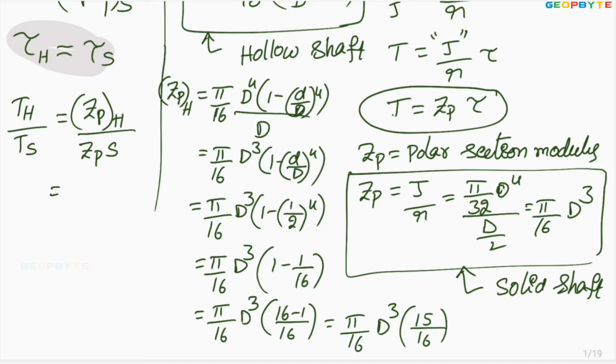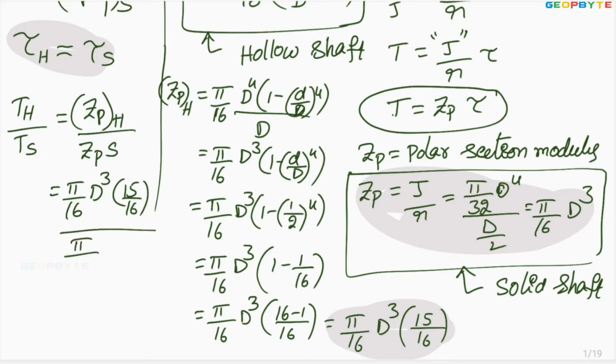The Z suffix P for the hollow shaft is pi by 16 into d cube into 15 by 16, and the Z suffix P for the solid shaft is pi by 16 into d cube. This pi by 16 d cube cancelled. Finally, the torque carrying capacity of the hollow shaft divided by the torque carrying capacity of the solid shaft equals 15 by 16. So that is the answer.